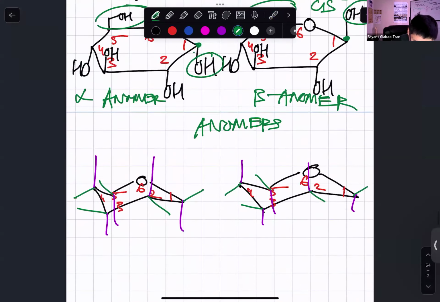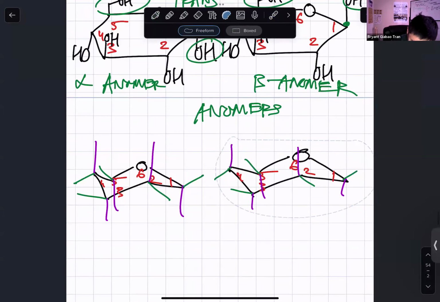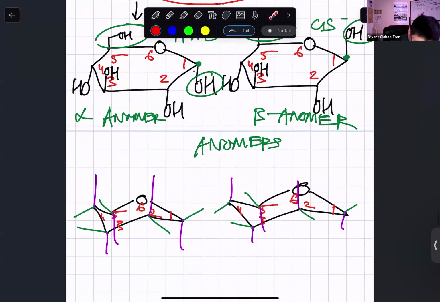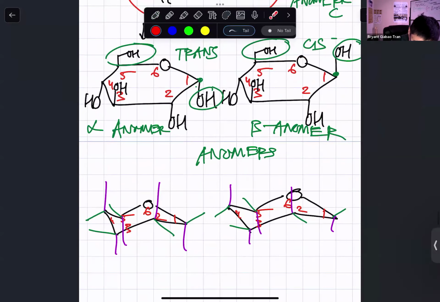So now all we have to do is translate whatever was in the Haworth projection into the chair conformer. We see that at carbon 2, the alcohol is going down. You never change the direction of the group. So in the chair conformer, at carbon 2, that alcohol is also going to go down. But we see here the bond that is going down is the equatorial bond, right? So that means the OH on carbon 2 is going to be equatorial, making the hydrogen axial, like that.